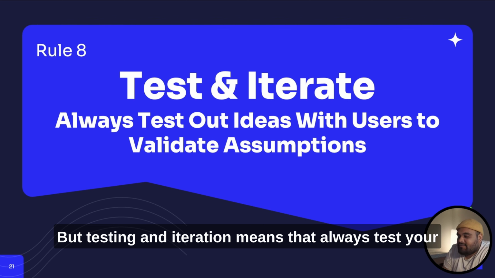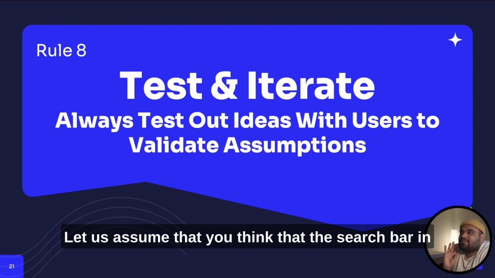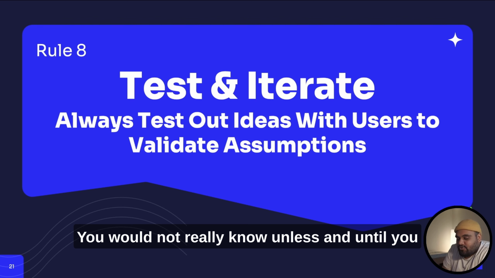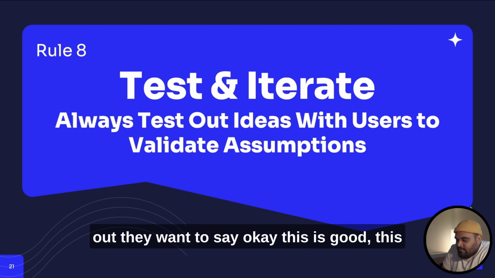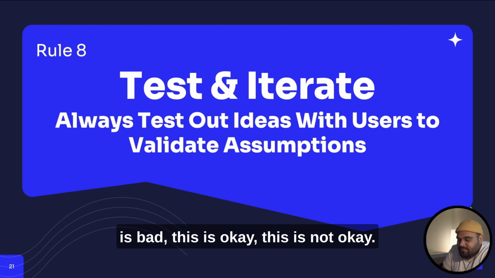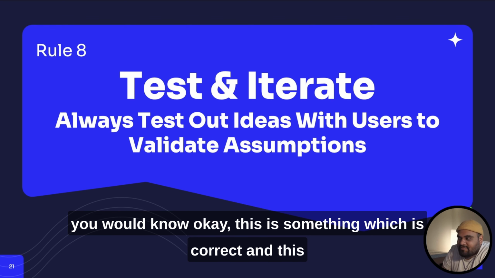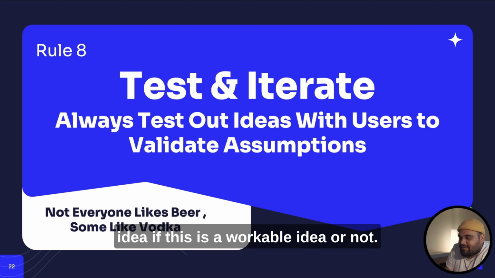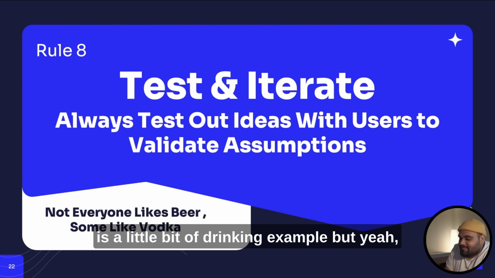But testing and iteration means that you always test your idea with the user and validate assumptions. Let us assume that you think that the search bar in the center of the page is going to be a brilliant idea. You would not really know unless you test it out with a bunch of users. They're going to say, okay, this is good, this is bad, this is okay, this is not okay. Then when you give it to a good number of people, you would know what is correct and what is not correct, and you would have an idea if this is a workable idea or not. Not everyone likes beer, some like vodka. This is a little bit of a drinking example, but yeah.